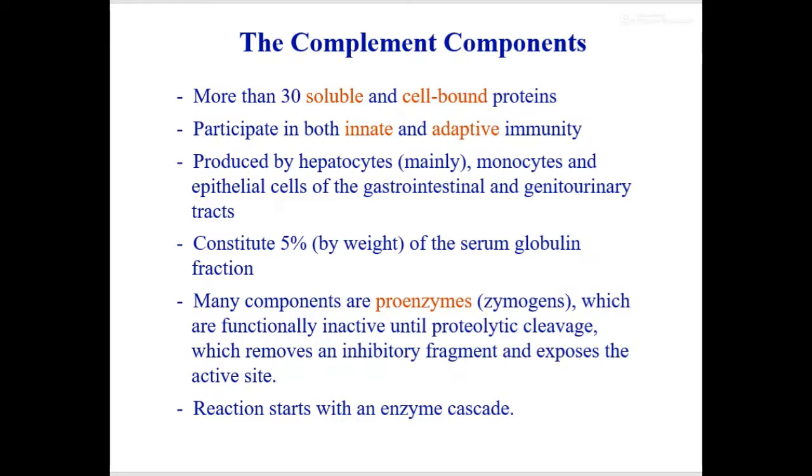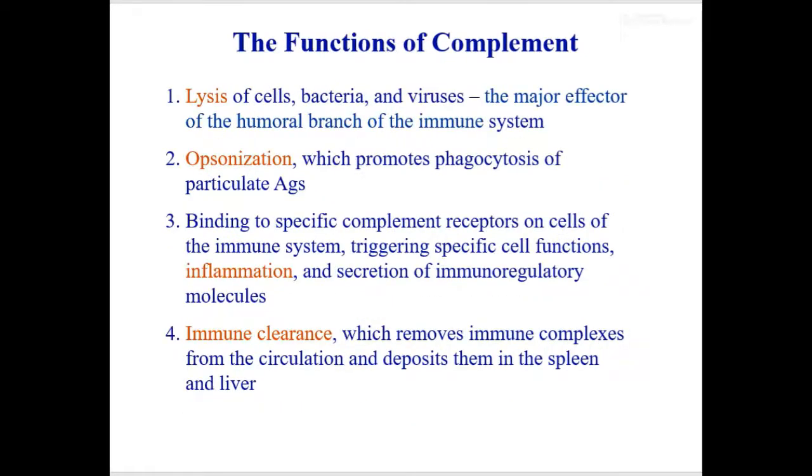Just like normal enzymes act as catalysts for the conversion of a substrate to a product, in the same way, the presence of an activated complement during an immune response triggers the immune system. And what functions do the complements carry out? The first one is the lysis of cells, bacteria, as well as viruses, and this constitutes a major effector of the humoral branch of the immune system. Secondly, it can also carry out a process called opsonization, which promotes the phagocytosis of the particulate antigen.